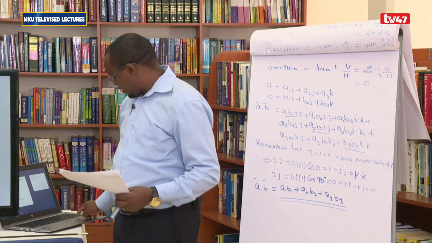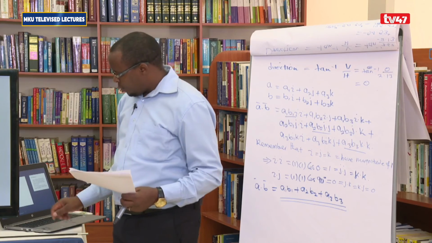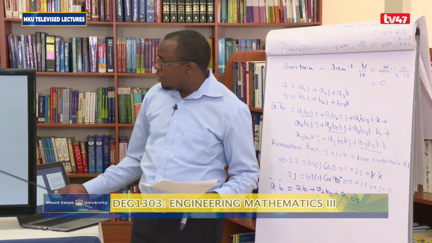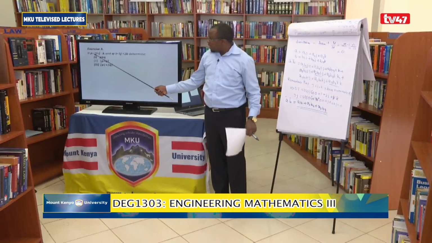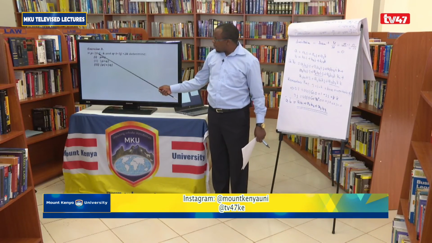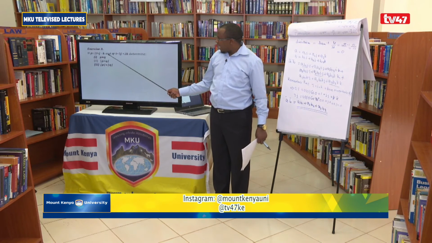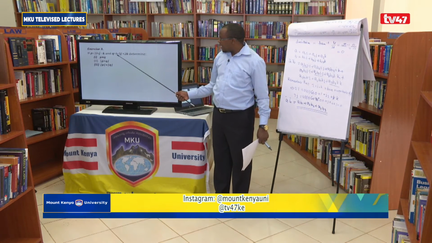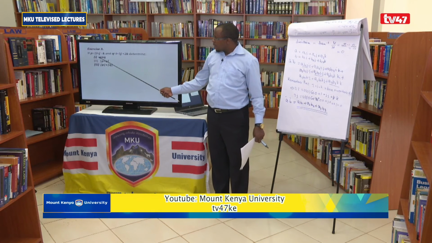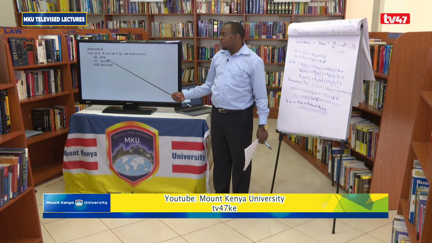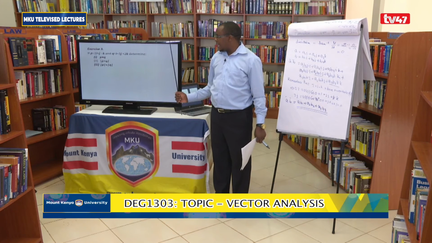an exercise here which you need to do, and the exercise is telling you that if you have got P given by 2I plus J minus K, and Q is given by I minus 3J plus 2K, then determine P dot Q. So you just simply do the same way we have done here.